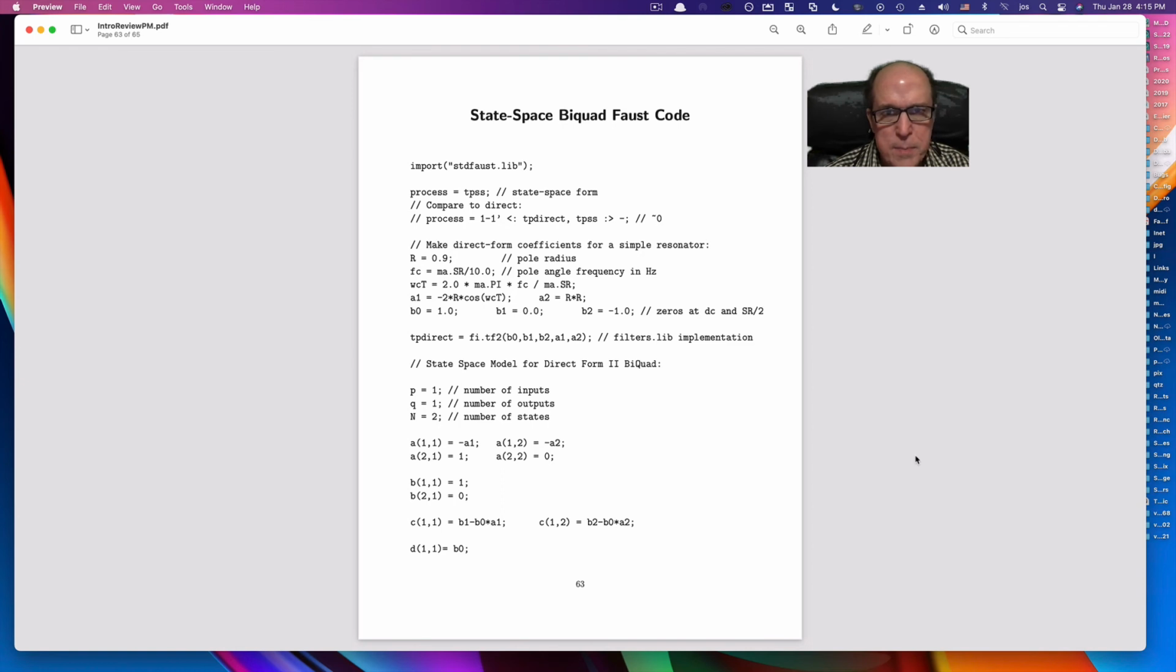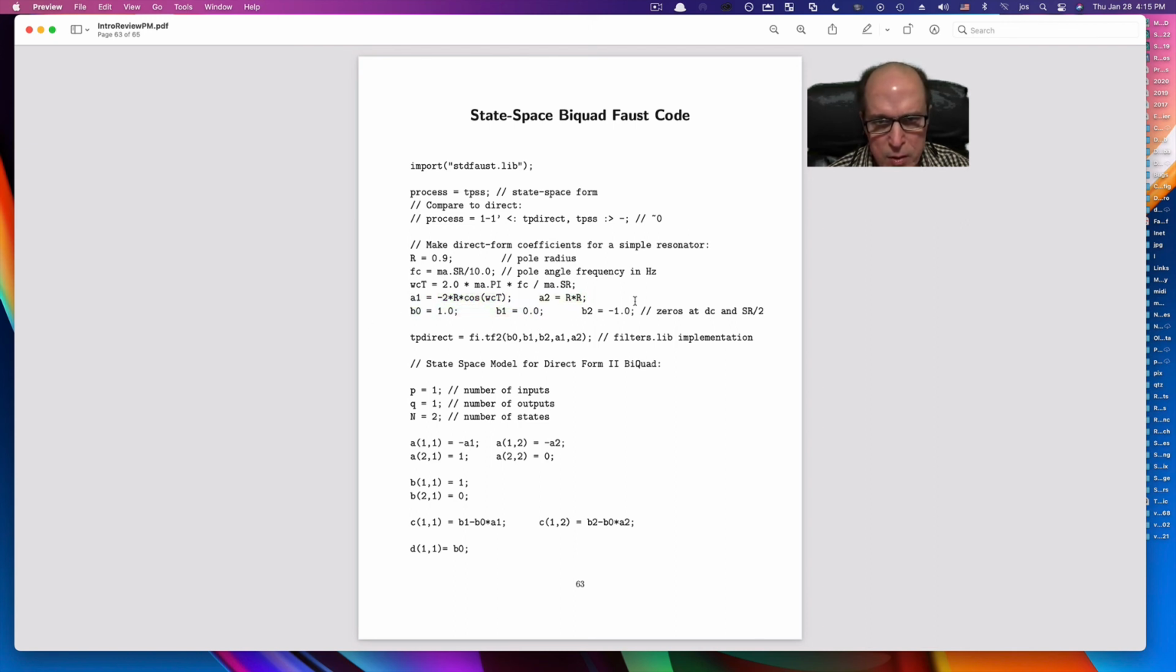Okay, so let's look at a state space example for the biquad in Faust. Here we go. We will start out with just getting the biquad together. We pick a pole radius of 0.9, a pole angle corresponding to the sampling rate divided by 10. And this is the normalized radian frequency formula and the denominator coefficients of the transfer function, which go into the top row of the state space matrix. You've probably seen these expressions before. If you've worked with digital resonators, they come up all the time.